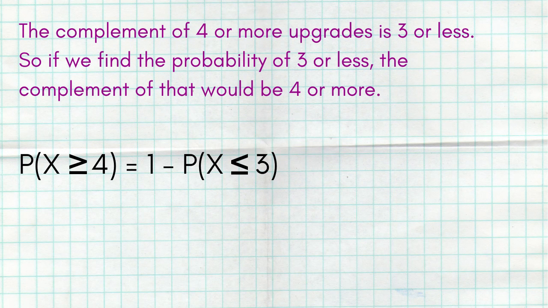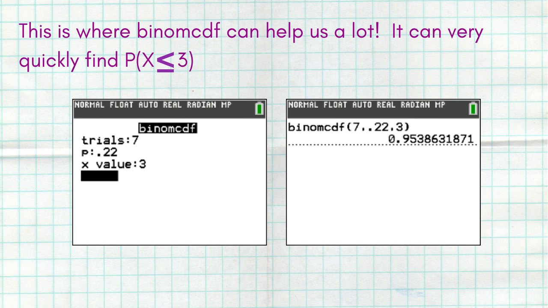What do we not want? The opposite of 4 or more is 3 or less: 3, 2, 1, and 0. And that's exactly what a binomial CDF could do. It could do the number less. So if I do a binomial CDF, 7 trials, probability of success 0.22, and I put a 3 for X, because I'm doing a binomial CDF, it's going to automatically calculate 3, 2, 1, and 0.